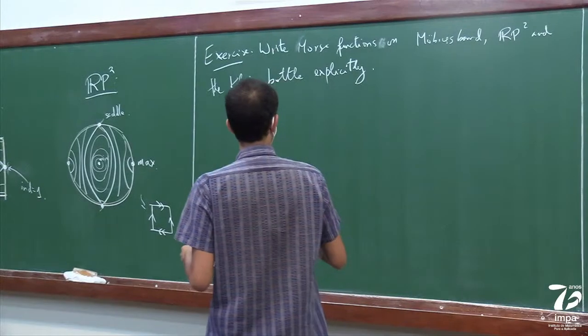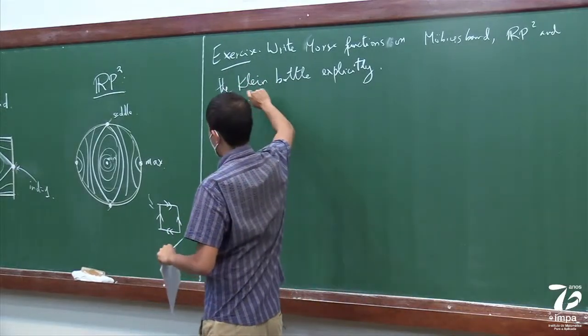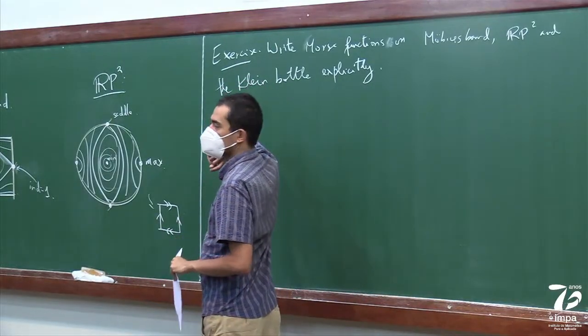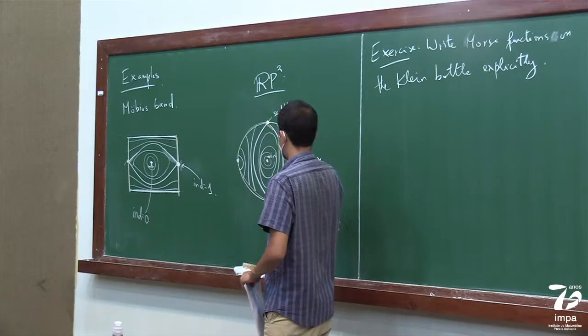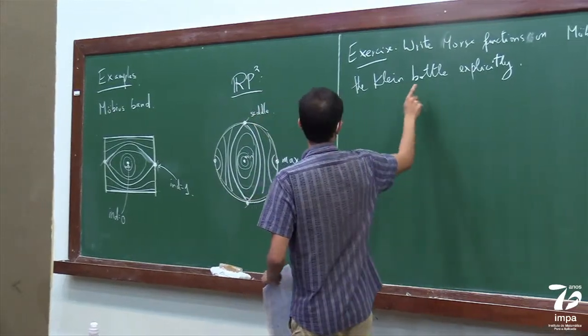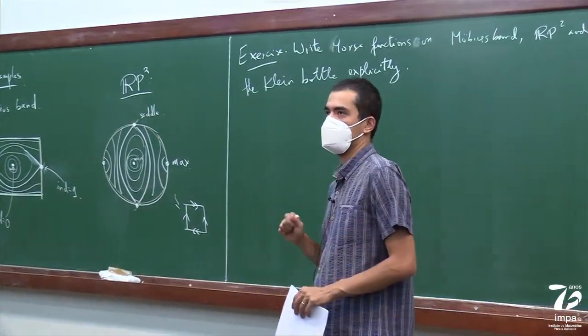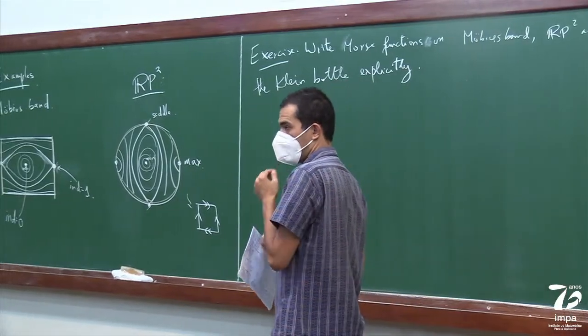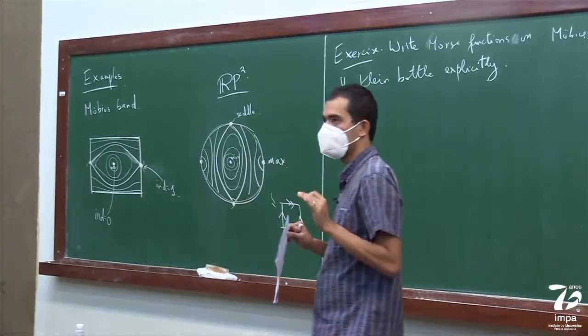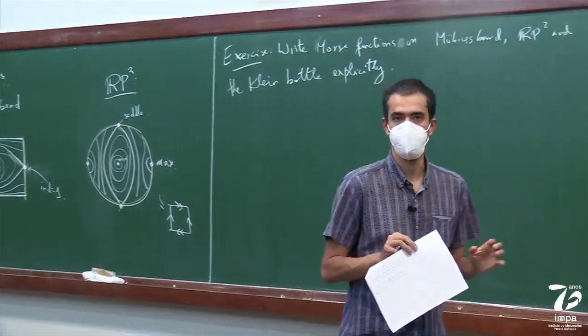And it's interesting because for the Klein bottle, you're going to need two saddles, so two index 1 critical points. So for RP2, you can have a Morse function with one min, one saddle, and one max. And for the Klein bottle, you're going to need two saddles, two index 1 critical points. And that hopefully will be clear either later today or on Monday.